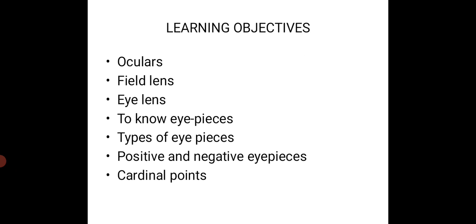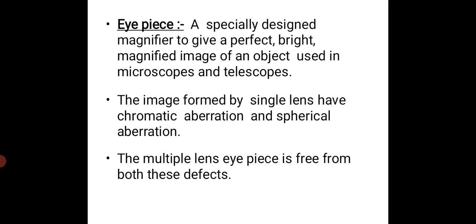The learning objectives of this session are oculars, field lens, eye lens, and to know what is an eyepiece, types of eyepieces, positive and negative eyepieces, and cardinal points of the eyepiece. Now we'll see what is an eyepiece. A specially designed magnifier to give a perfect bright magnified image of an object, used in microscopes and telescopes.